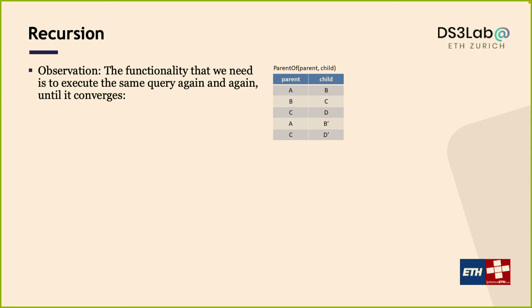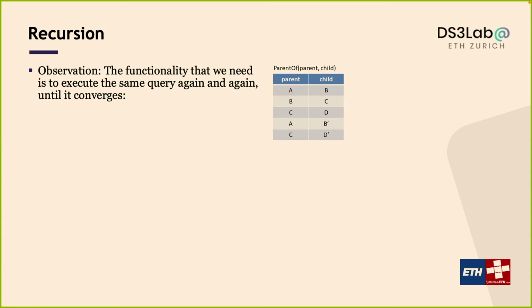So that gave us a functionality called recursion that we really want to support inside our database system. And the observation is, what do we mean by that? The functionality we want to support is like this. We need to run the same query again and again until the result doesn't change. That's pretty much the functionality that we want. If we have this functionality, we are able to answer all the previous two queries.